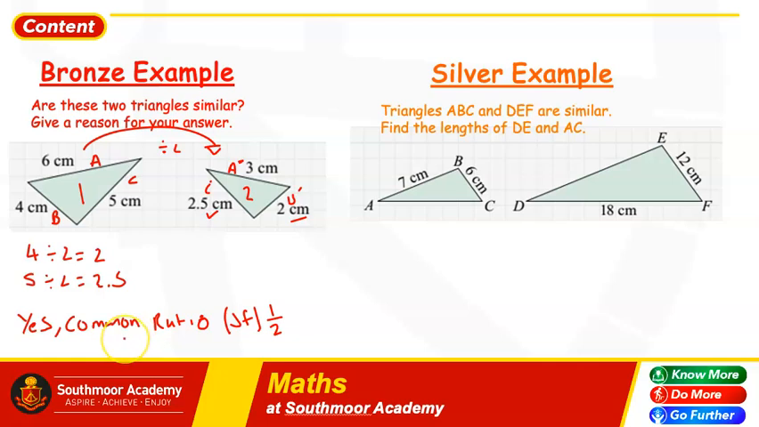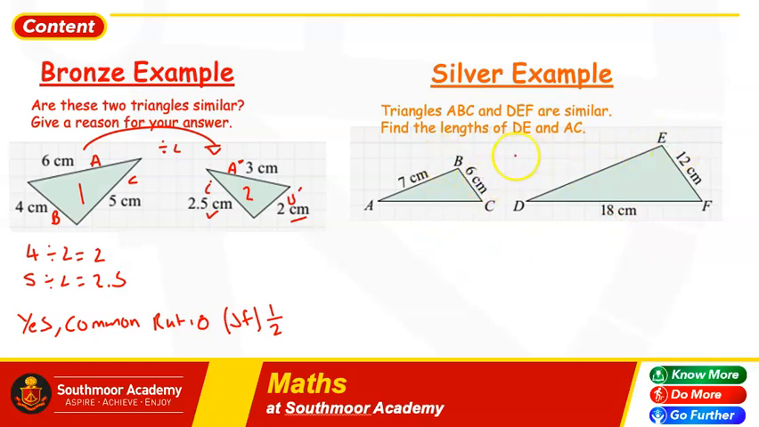Right, for silver then. Triangles A, B and C and D, E and F are similar. Find the lengths of D, E and AC. So I've been told that they are similar, so it is my job now to find the ratio between them and then find our missing lengths. I'm going to locate the similar sides. I can see that BC and EF are our similar sides. They are the shorter ones.